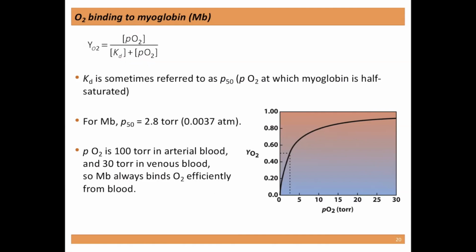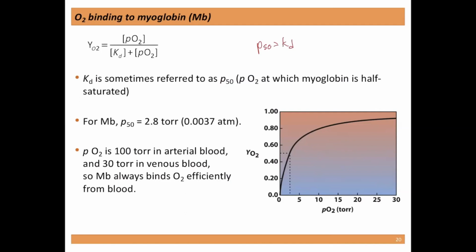And like I mentioned before, sometimes the KD is referred to as the P50, the pressure of the O2 at which myoglobin is half saturated. So if I look right here, this would be the pressure when myoglobin's half saturated, which we showed you earlier was the KD. So I can actually substitute this KD out for what we refer to as P50 right there. So I'll write that P50 is equal to KD, the dissociation constant.